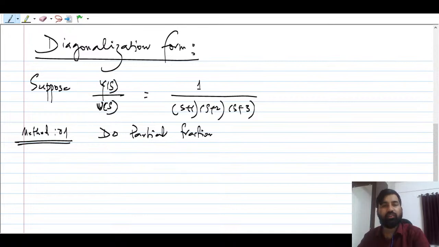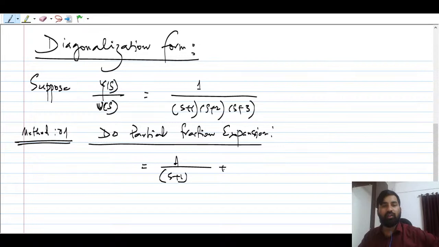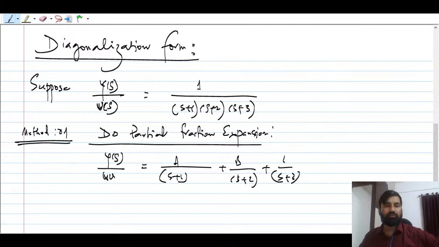Remember, a matrix you can directly obtain from the given transfer function. Don't worry, I'll tell you how to get this. But first of all, you do the partial fraction expansion. I think anybody can do this, right? So the partial fraction expansion is going to be A upon s plus 1, B upon s plus 2, and C upon s plus 3. This is your Y by U.